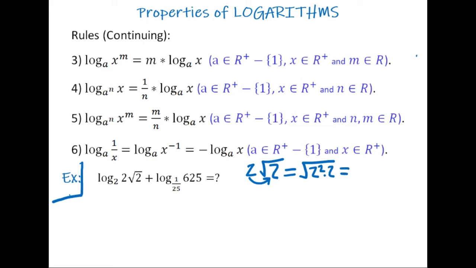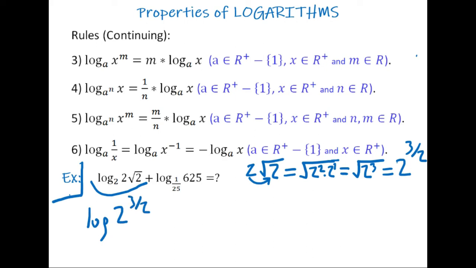This is going to be equal to square root of 2, because the bases are the same, so we just add the powers in such a multiplication, guys, and this is going to be square root of 2 to the power of 3, which can be written as 2 to the power of 3 over 2. So in the first term here we have logarithm of 2 to the power of 3 over 2, where the base is 2, plus logarithm of, again, 1 divided by 25, I'm talking about the base, can be written as 5 to the power of negative 2, and 625 is 25 squared, or 5 to the power of 4.